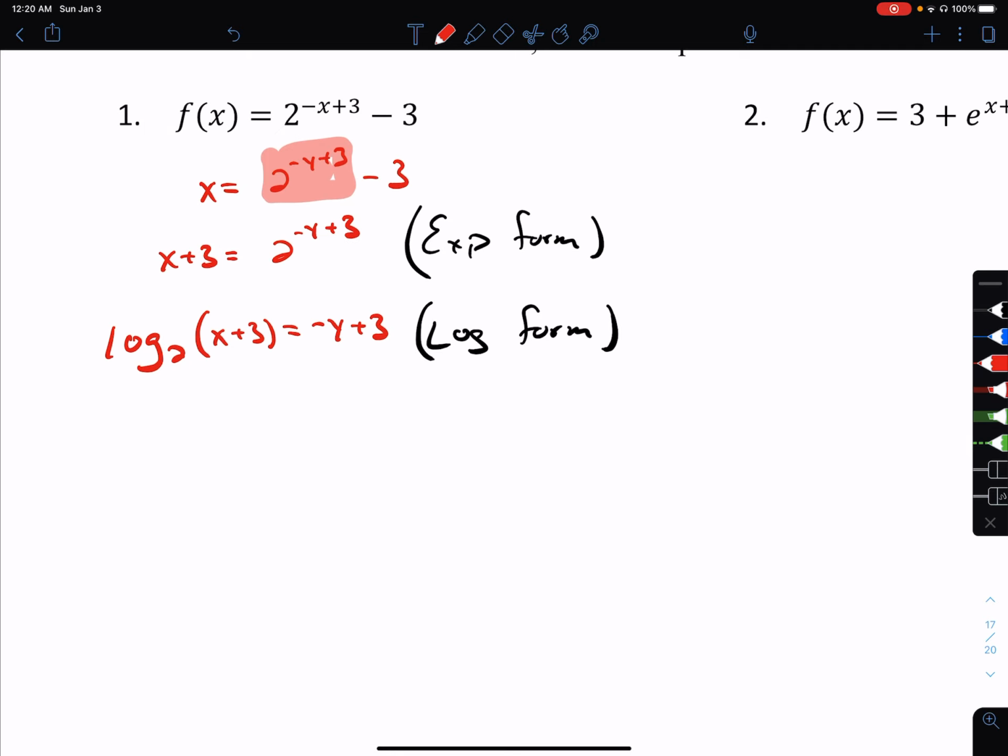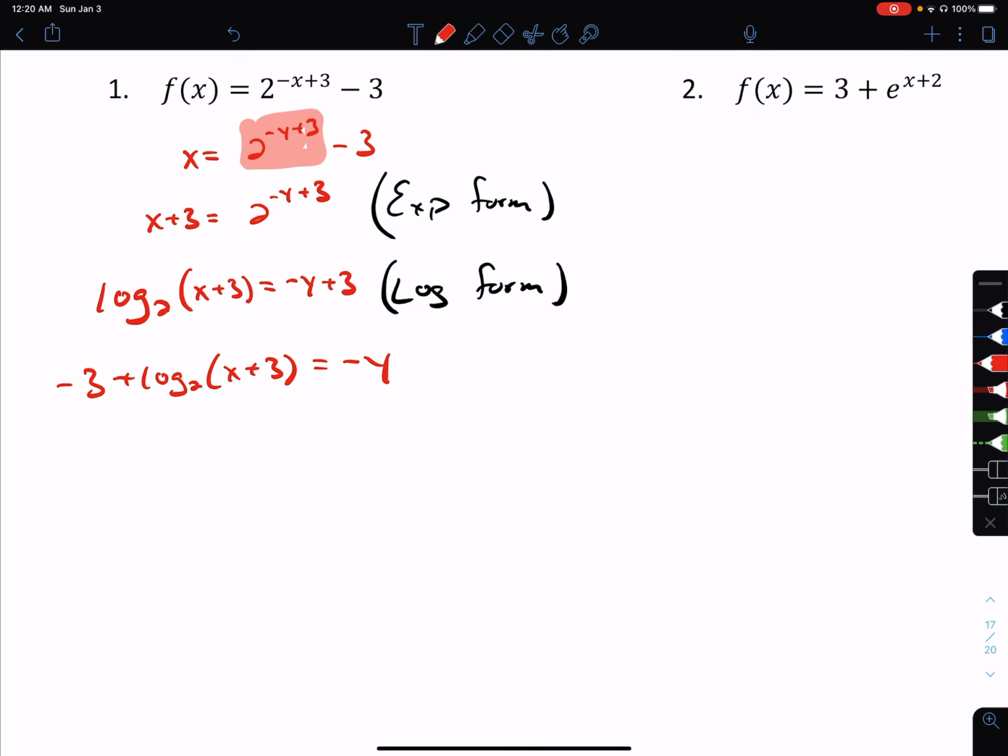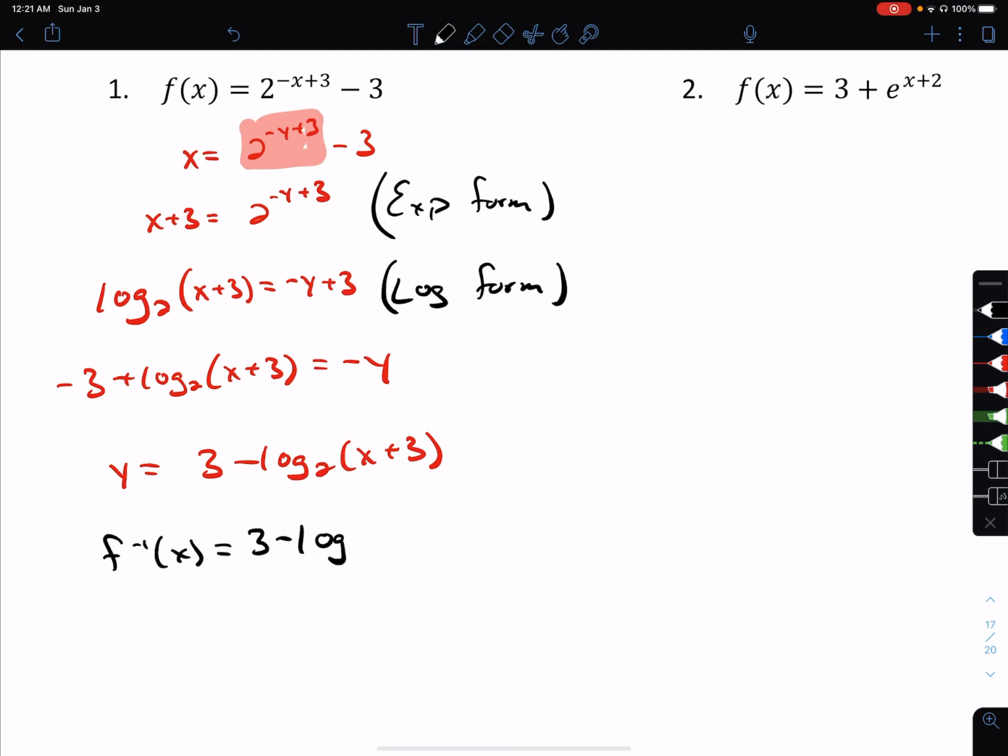In order to get y by itself, I'm going to subtract 3 from both sides. Then I'm going to multiply every term by -1. There are 3 terms, 1, 2, 3. And then I'm going to put it in inverse notation, which would be f inverse of x is equal to 3 minus log base 2 of x plus 3.